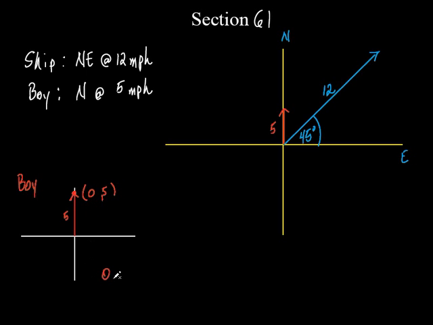So my component vector, sometimes we'll do this. Remember the i and j thing? It seems like he does that a lot, and you will see that quite a bit. So we'll write 0i plus 5j. Is that okay? Yep. All right, let's do the ship.